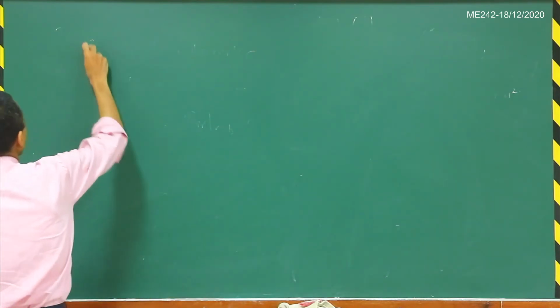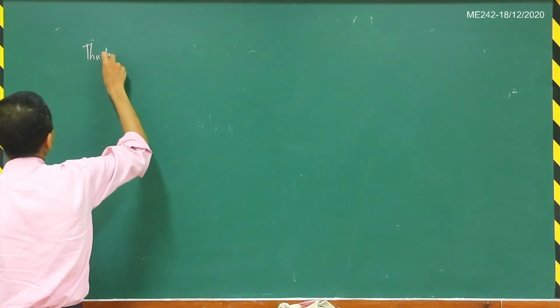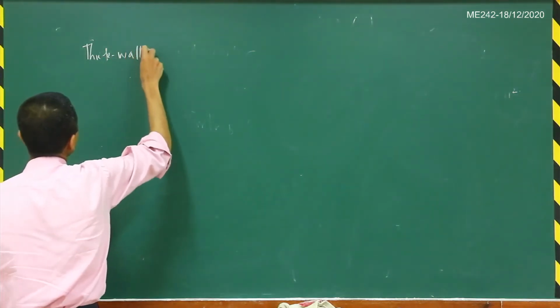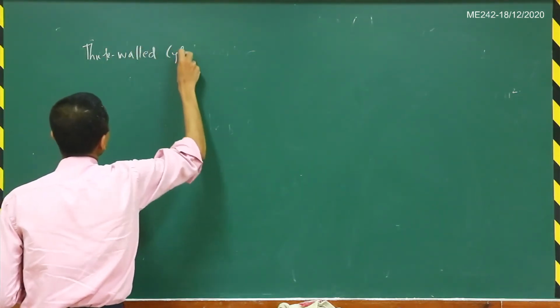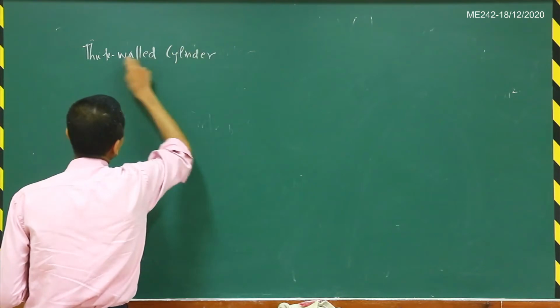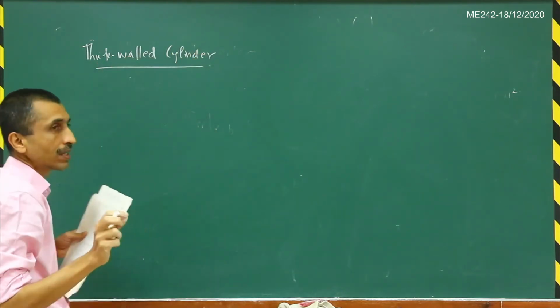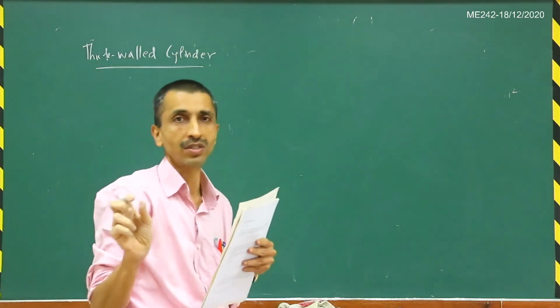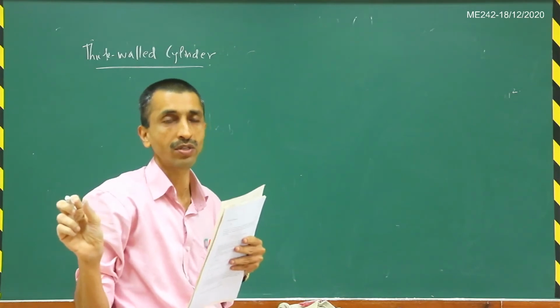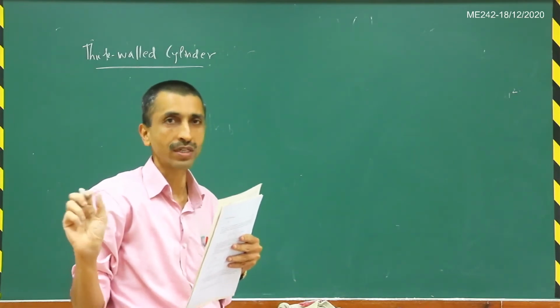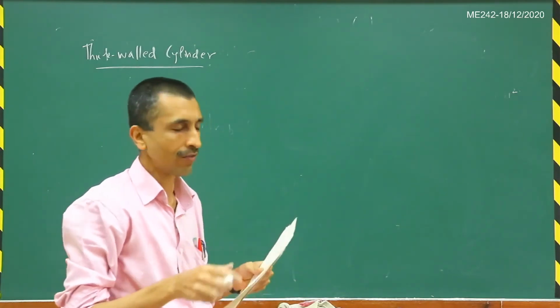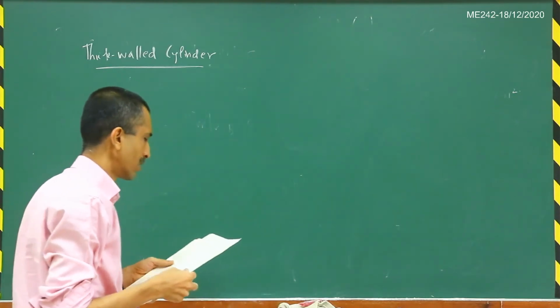Thick walled means that we are not making any assumption about the thickness. As I said, in your strength of materials you are making certain approximations, that the stress is uniformly distributed across the wall and so on, to get some approximate solution. But now we are talking about the exact solution for this thick walled cylinder.